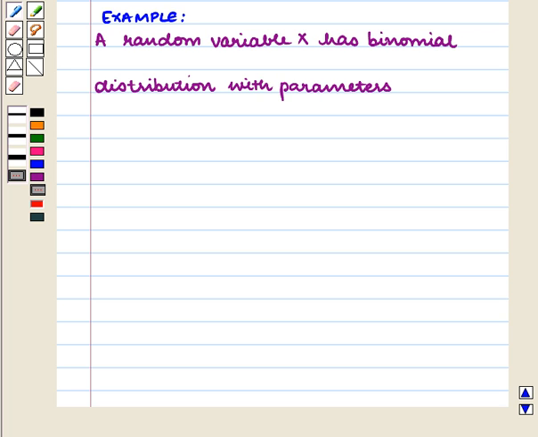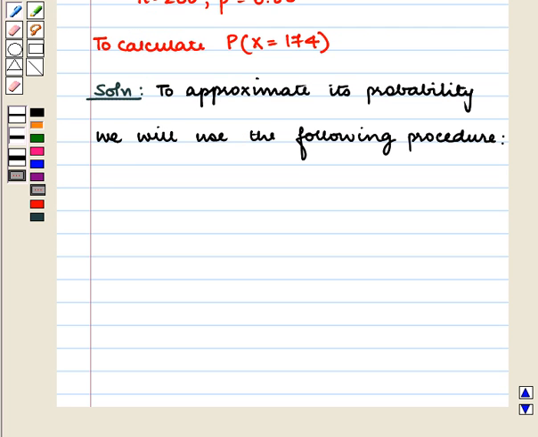A random variable x has binomial distribution with parameters n equal to 200 and p equal to 0.85. Use a suitable approximation to calculate probability of x equal to 174. To approximate its probability, we will use the following procedure.